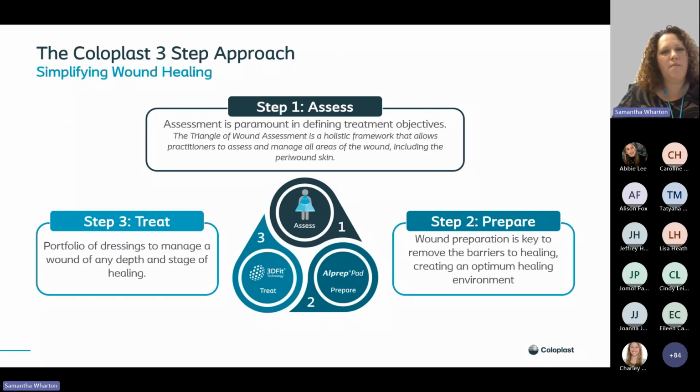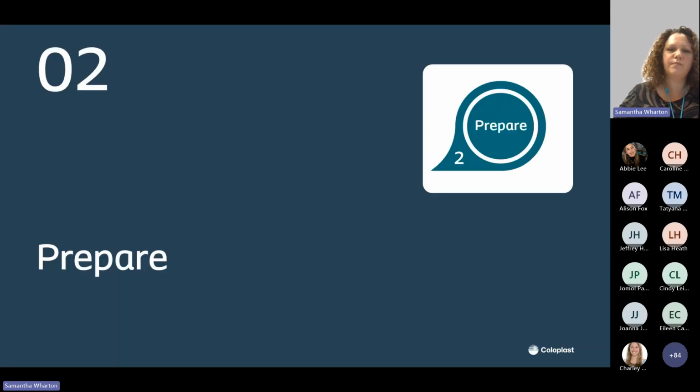So that was a very quick whistle-stop tour of the assess part, but as you can see, it's very in-depth, and to do a really good holistic assessment takes time. You need to gather a lot of information to make sure that you're going to get that patient onto a healing trajectory. So we've done our assessment. Now we're moving on to step 2, which is prepare. Like I said before, this is a fundamental part of our wound treatment, and it's making sure we're optimizing the wound healing environment.